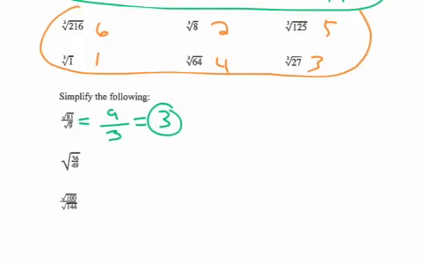Next one. Square root of 36 is 6. The square root of 49 is 7. You cannot simplify that, so that is your answer. Square root of 100 is 10. Square root of 144 is 12.